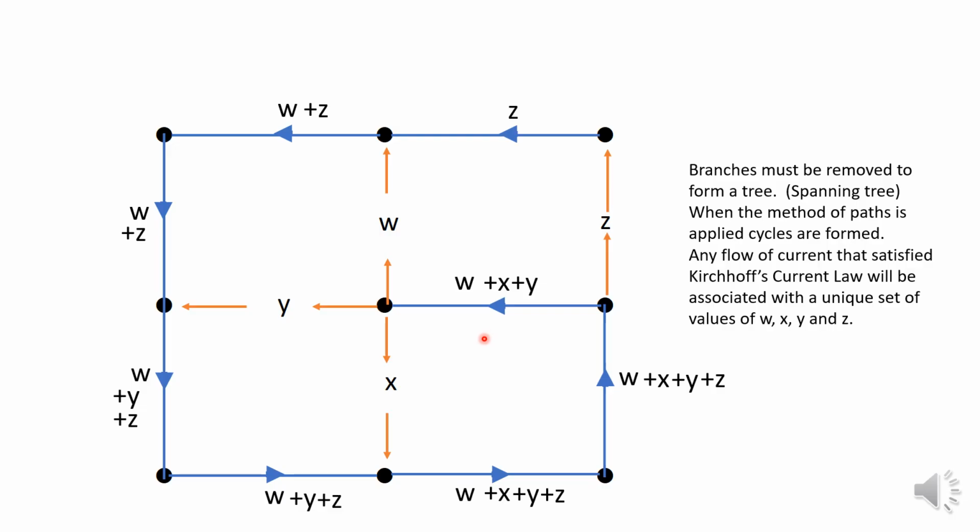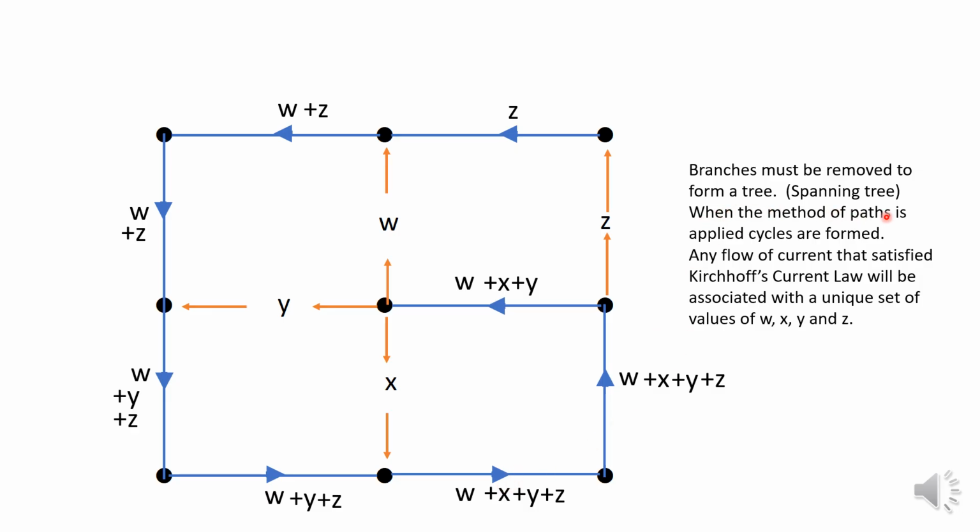Again, as we said before, we can take measurements on those branches whose removal will result in a tree. So we take measurements not in an arbitrary way, but on those branches whose removal will result in a tree structure. Once we have a tree structure remaining, we can apply the method of paths and express the flows in all of those unknown branches in terms of our measurements.